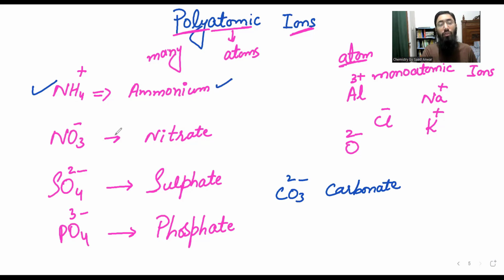NH4 positive, we call it ammonium ion. NO3 negative, we call it nitrate ion. SO4 minus 2, this is sulfate ion. PO4 minus 3, this is phosphate ion. CO3 minus 2, this is carbonate ion.